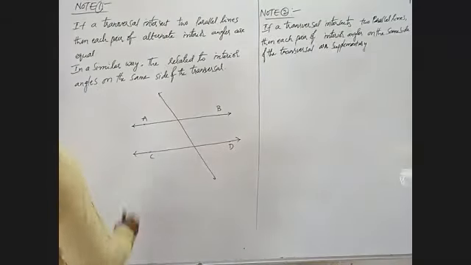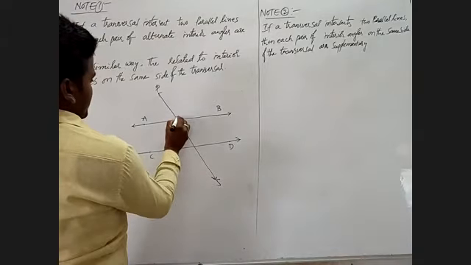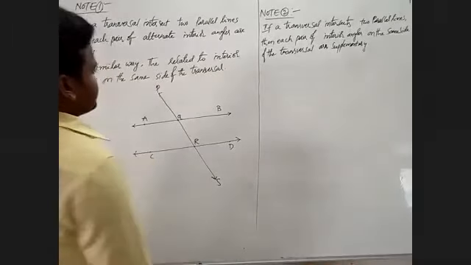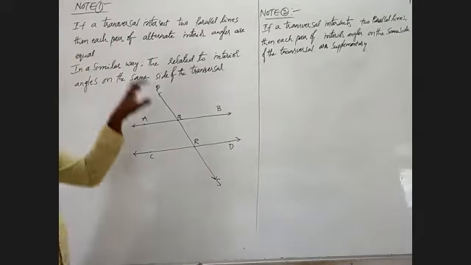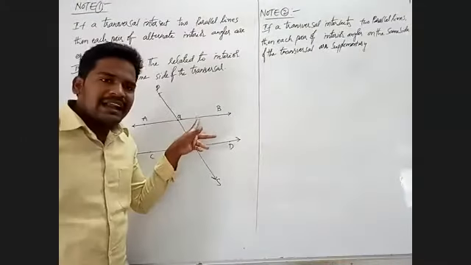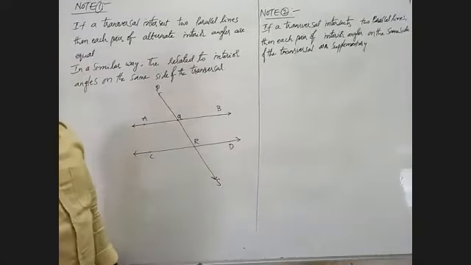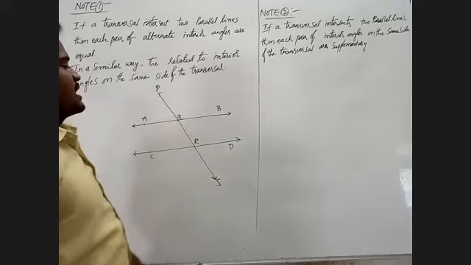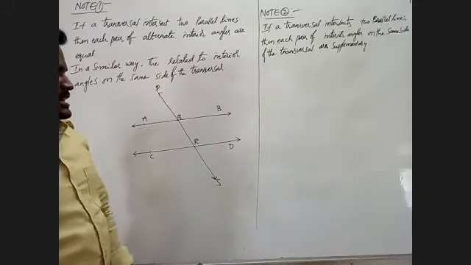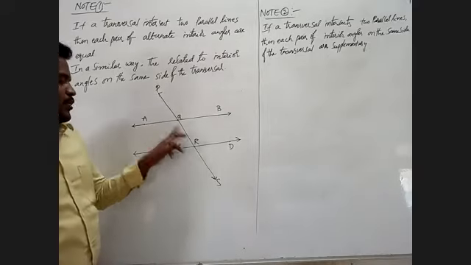the names of the given ones: this is P, this is S. Their intersecting points are known as Q and R. We will observe, this is the given transversal. Why? Because two parallel lines are intersected by another line. The given transversal is PS, and AB and CD are two parallel lines. PS intersects them at the points Q and R.